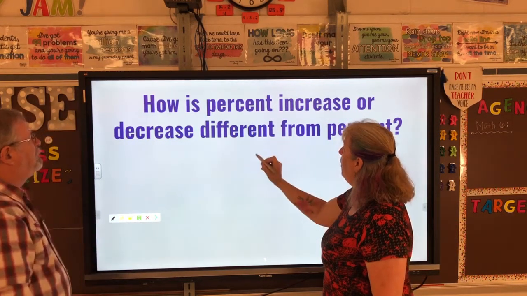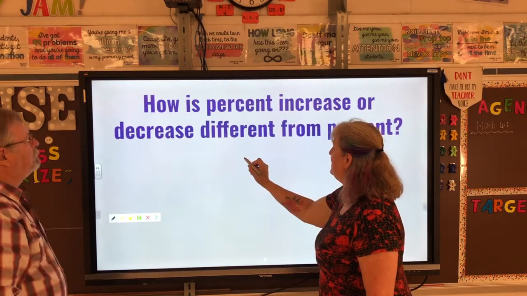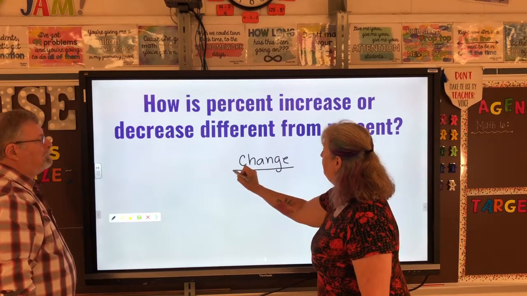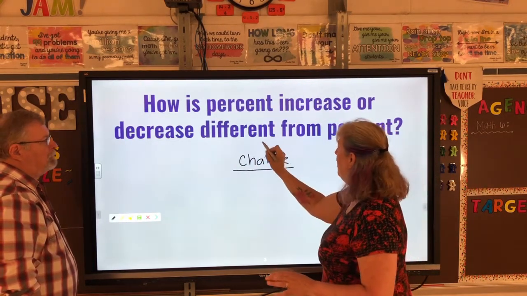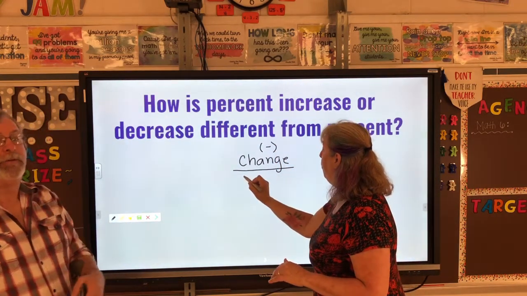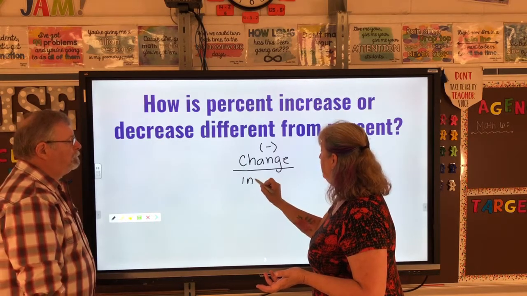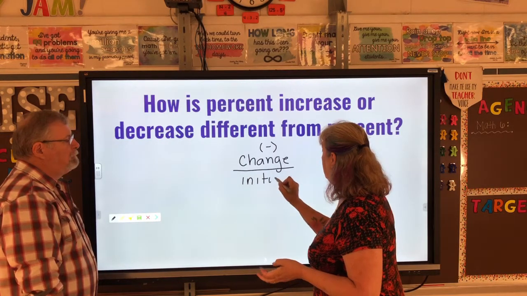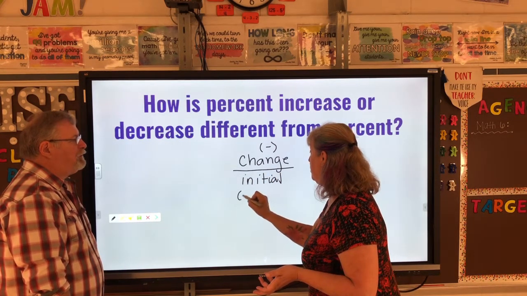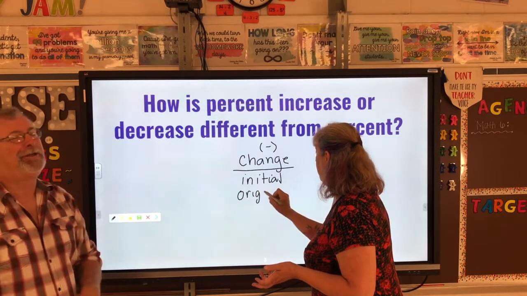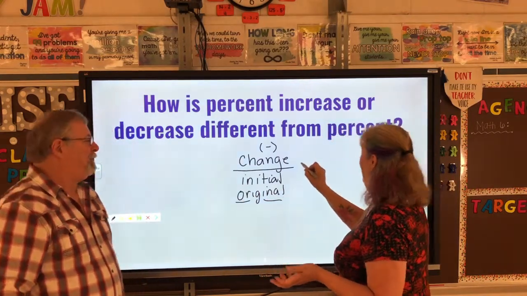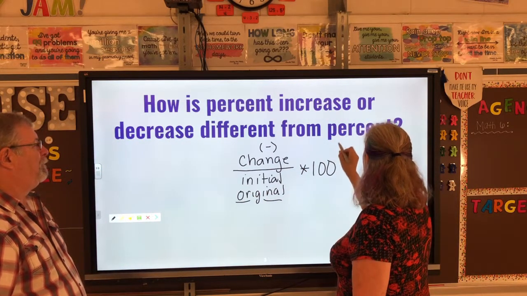Oh, okay. So, percent increase or decrease is the change, and I like to use the word change in two numbers. All it means is it's a subtraction problem. We're going to subtract the two numbers. We're going to find the difference between two things. We're going to put it over the initial, or the original number. She likes to use the word initial, and I like to use the word original. Okay, and then we multiply that by 100, and that's where we get that percent.